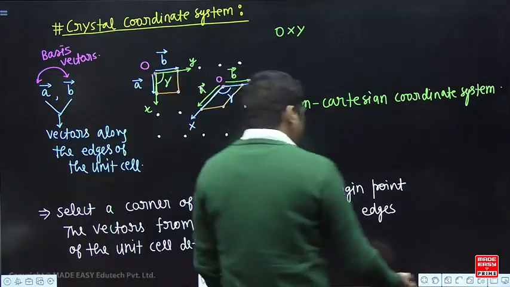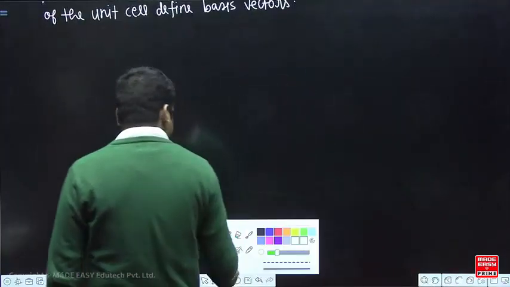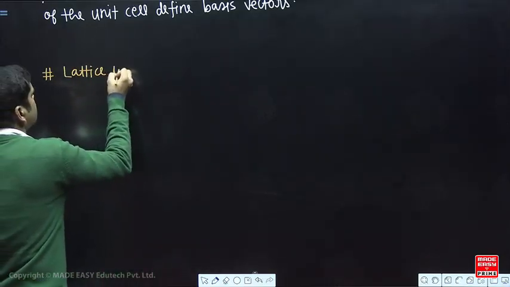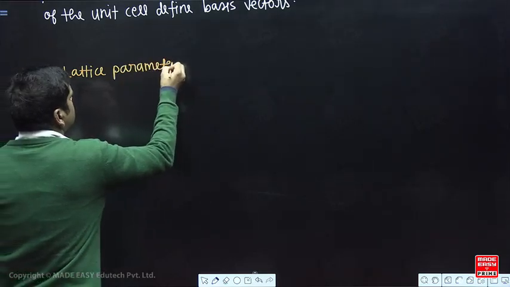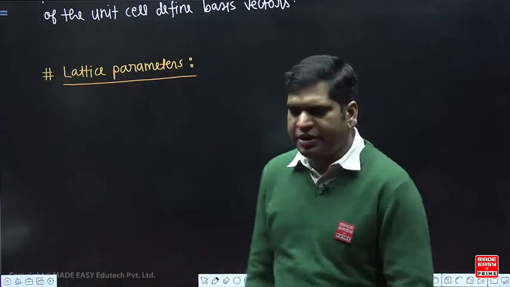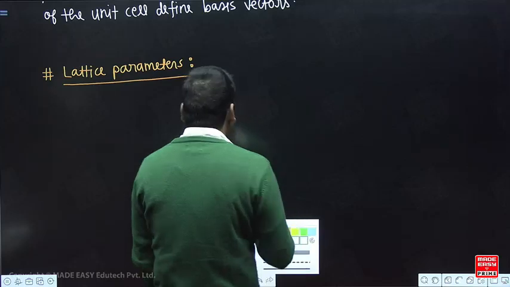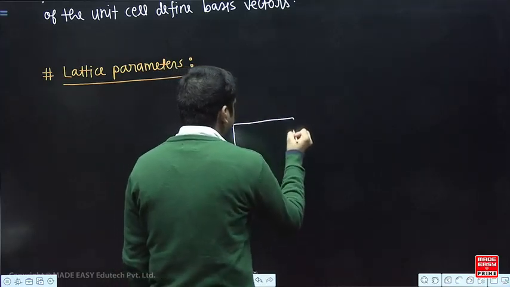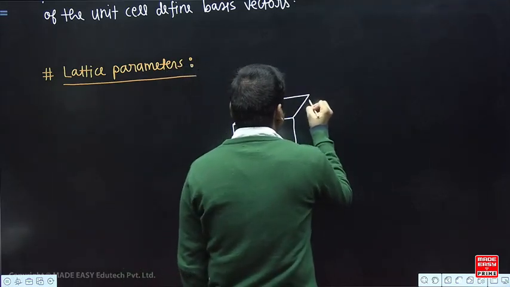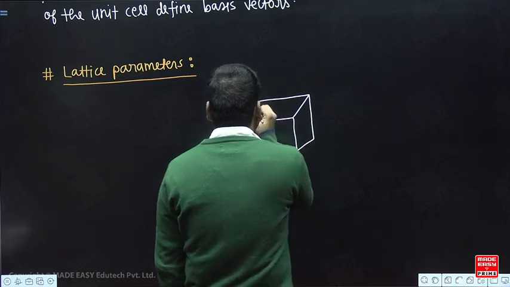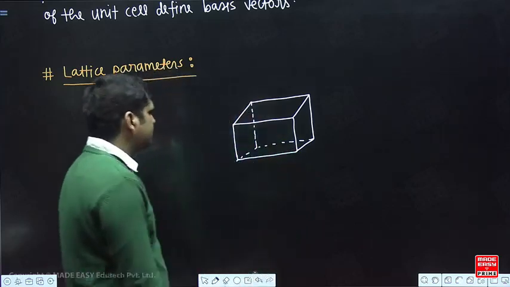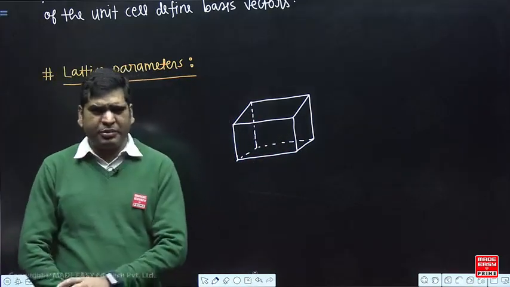Done. आइए, next is lattice parameters. Since our material is a 3-dimensional material, the unit cell will be a 3D geometry. Let us suppose this is our unit cell. This one is our unit cell. It is not necessary that it is a cube, it can be any shape.